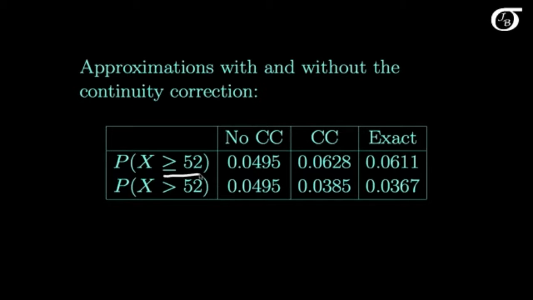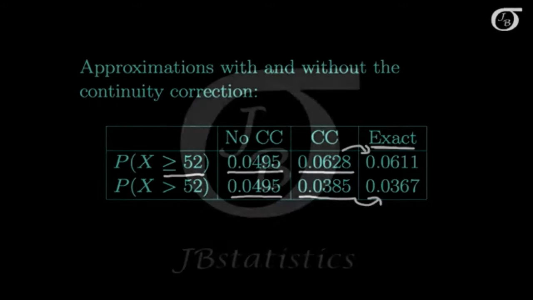If we're interested in the probability that x is bigger than or equal to 52, without the continuity correction, we got 0.0495. But with the continuity correction, we got 0.0628, which is much closer to the exact value based on the binomial distribution. That's what this exact value is coming from. Similarly, down here, when we wanted greater than 52, we had 0.0495, using the same calculation in both cases, without the continuity correction. And with the continuity correction, we get 0.0385, which is much closer to the exact value based on the binomial distribution. So the continuity correction has greatly improved our approximation.